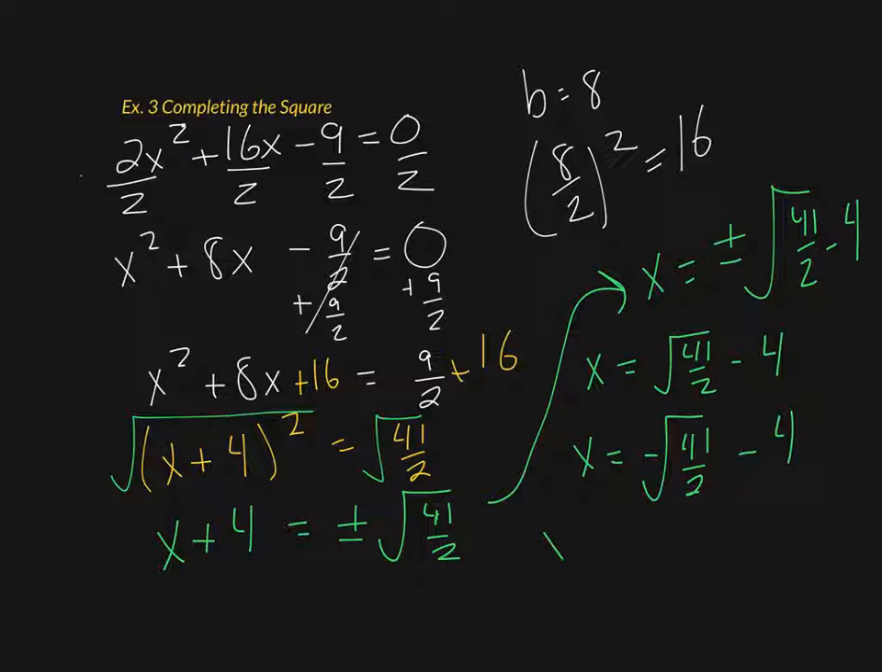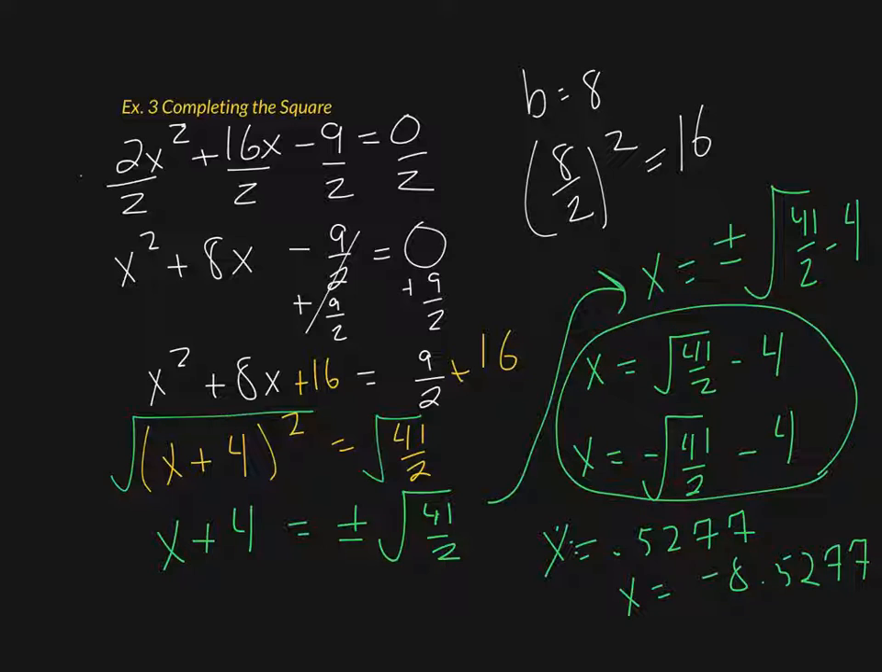So I believe it's going to be 0.5277 and negative 8.5277. So just read the directions. If it doesn't say, I would typically leave it in this format unless it says something like round to 3 decimal places.